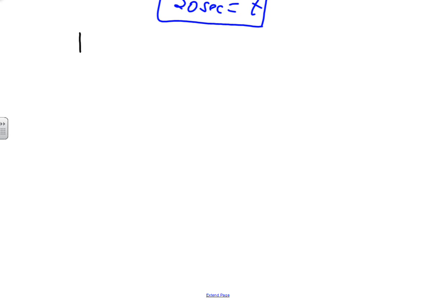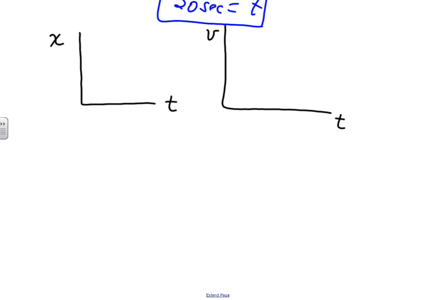So what if we graphed displacement versus time and velocity versus time for the two cars? Okay? So green means go. So what does the motion of the speeder look like from rest?